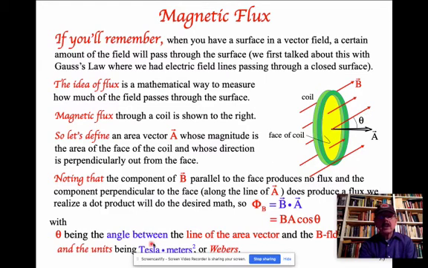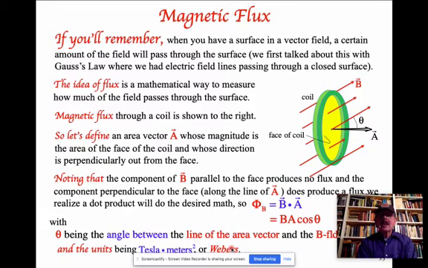The units are Tesla meters squared. Tesla is the units for B. Area has got the units of meters squared. And this combination is referred to as a Weber, which is kind of fun.